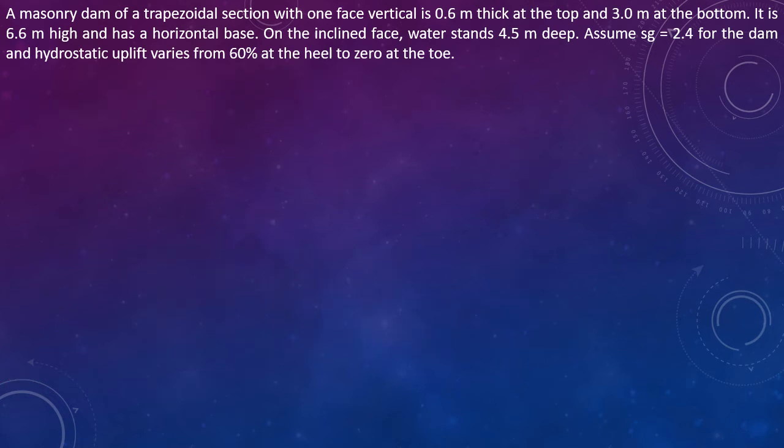For letter E, we need to solve for the intensity of pressure at the toe. But is the pressure at the toe maximum or minimum? To answer that, we need to solve for e, which is the difference between b over 2 and x bar. Now there is a significance to the sign of e. Let me try to illustrate.